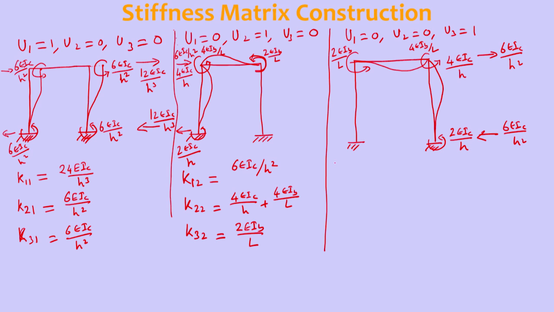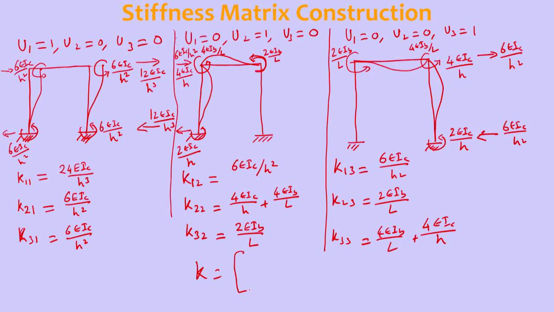So, now if we write the coefficients K13, K23 and K33. K13 is 6 EI column by H square, and K23 is 2 EI beam by L, and K33 is 4 EI beam by L plus 4 EI column by H. So, this constitutes the stiffness matrix.